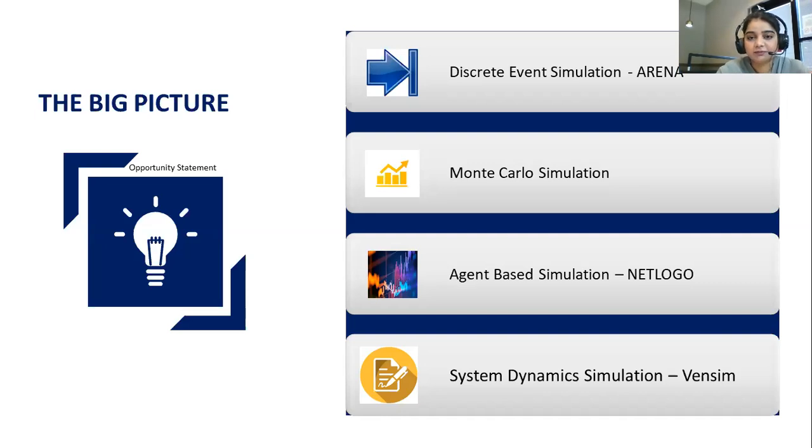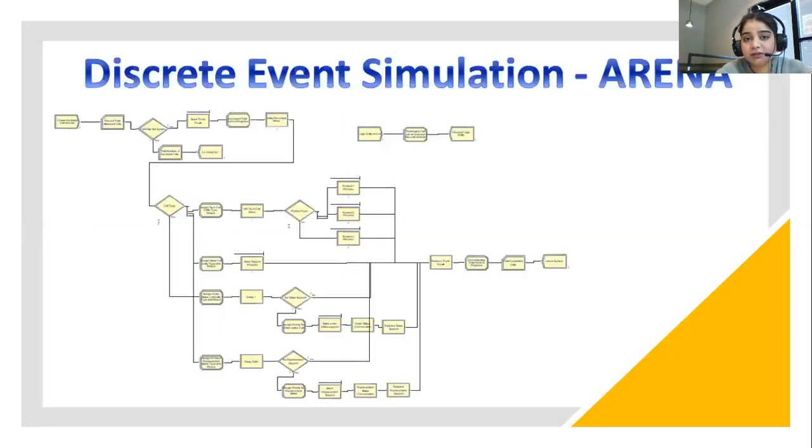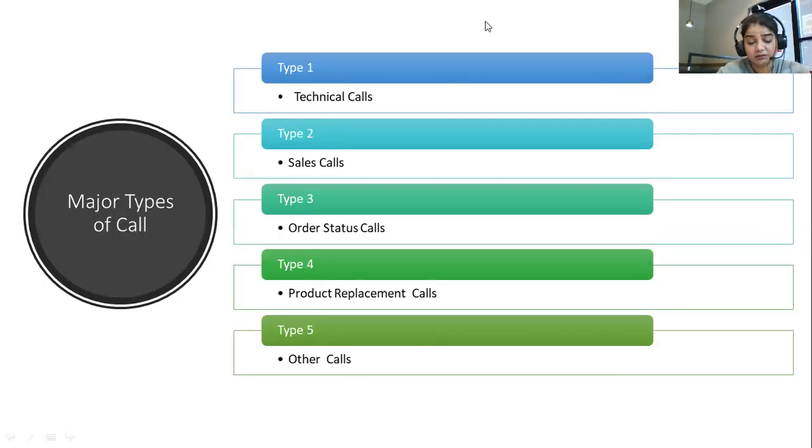Hi, Professor. Now I'm going to represent the discrete event simulation in Arena. As you can see, we have explained the 7 logics in this diagram, and it's the whole process of our call center. But the whole clear image you will see in the Arena model, as we came up with some logics. The first one is customer. There are major types of calls, like technical call, sales call, order status call, product replacement call, and all other calls. Basically these are the logics which we have used in Arena.